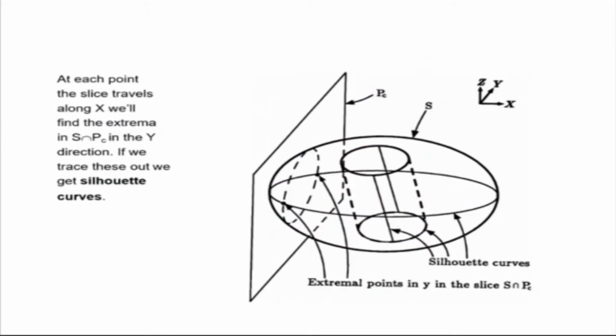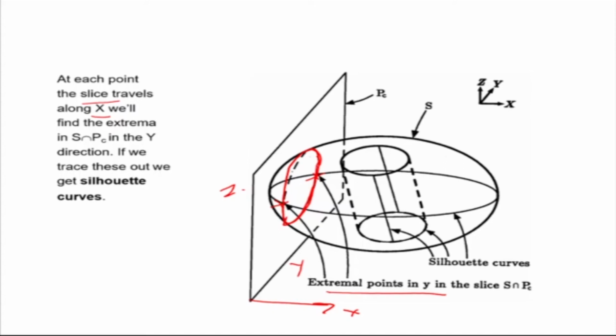So at each point the slice travels along the x, we will find the extrema points. What are the extrema points? They are basically the extrema points at these points. So we're going to get this curve, and what is the extrema point? The extrema point is this point and that point, on the curve. So extremal points in y in the slice is given by this now. So this is my x-axis, y-axis, and this is my z-axis. So I took the slice.